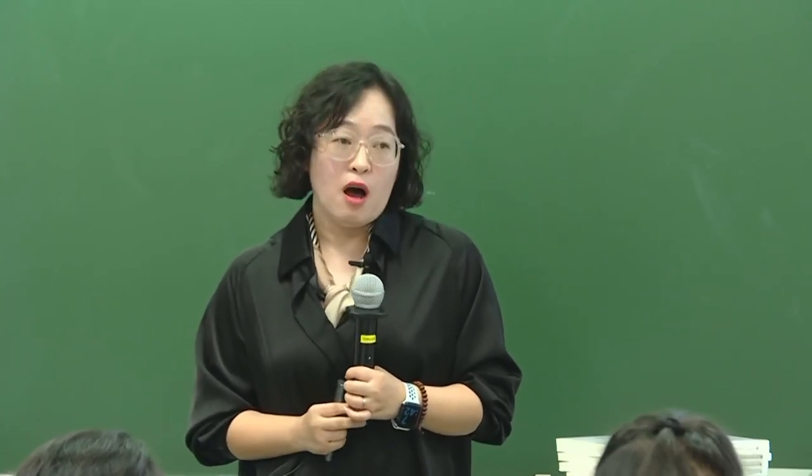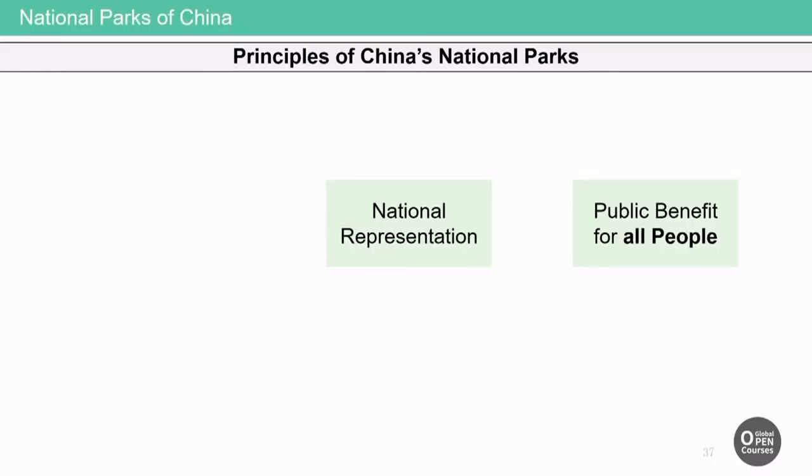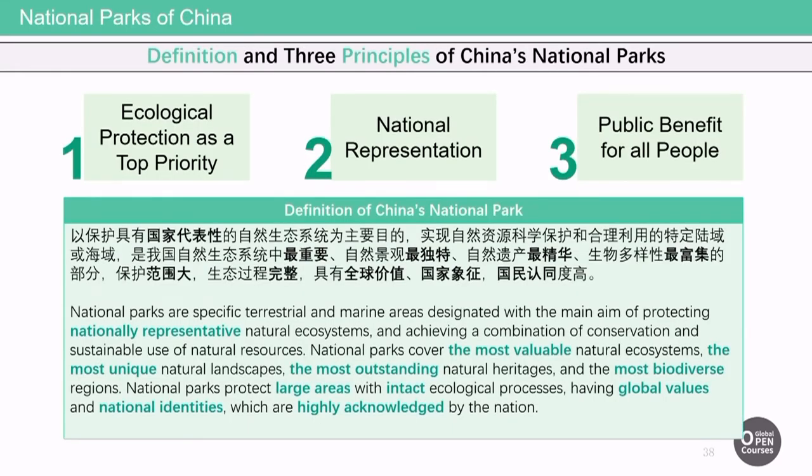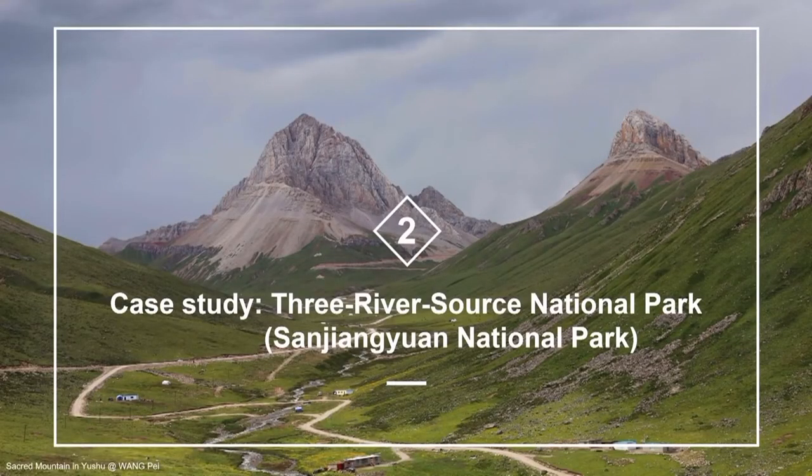Public benefit for all people. That means the benefit of the national park should be available to all people: visitors, local people, landowners, the stakeholders, you, me, us, our generation, and future generations. So ecological protection as a top priority is similar to the most stringent national park, the strictest protection. The reason is what? That is your homework. Okay, next. Let me take you on a journey to see how our national park practices these three principles.